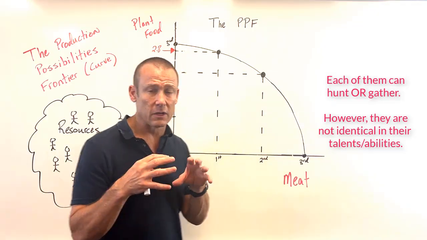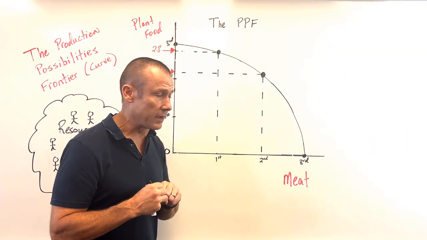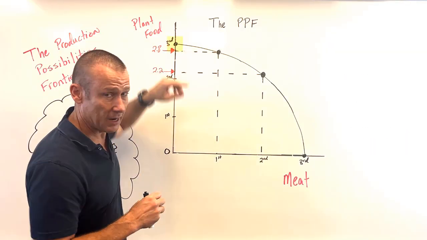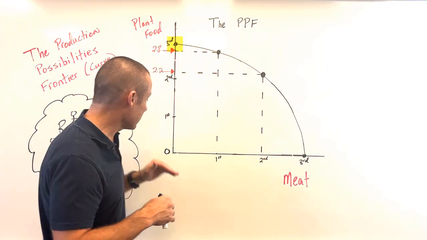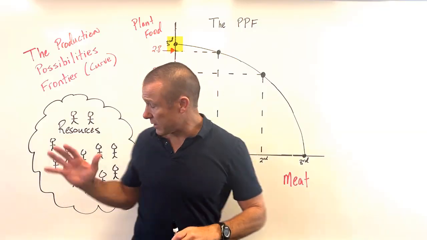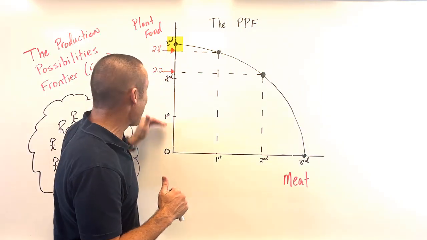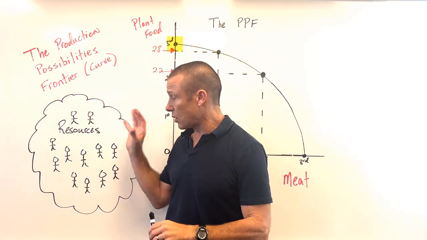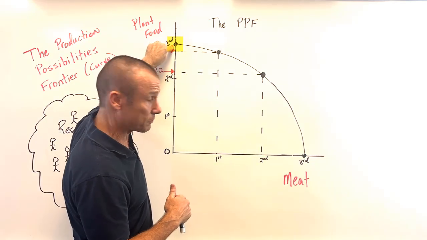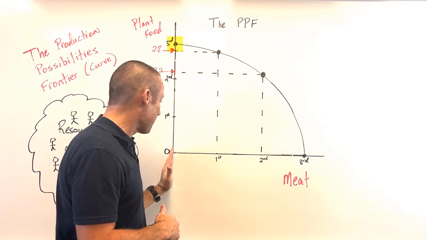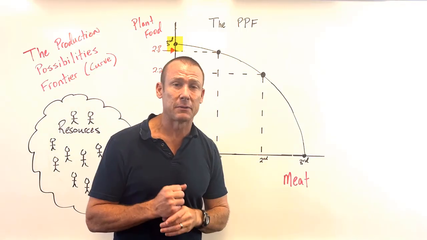Let's apply the model and get into it a little bit more. I want to start off with this first dot. Let's imagine that we produced right there at that first dot. Of course, that means we'd be taking all of our resources and having them gather. Hey, all of you go gather, because all we want is plant food. So we're only producing plant food, 0 meat, when we are at that particular dot.